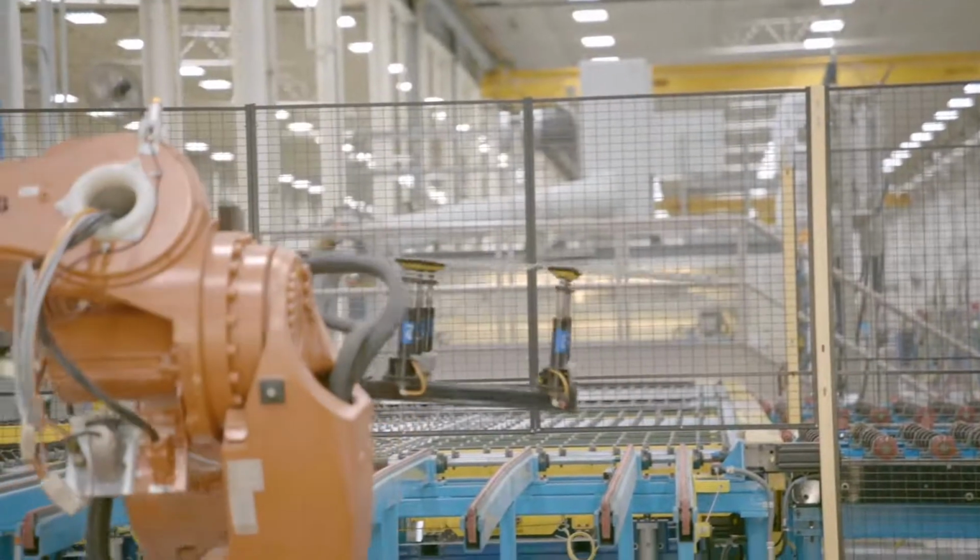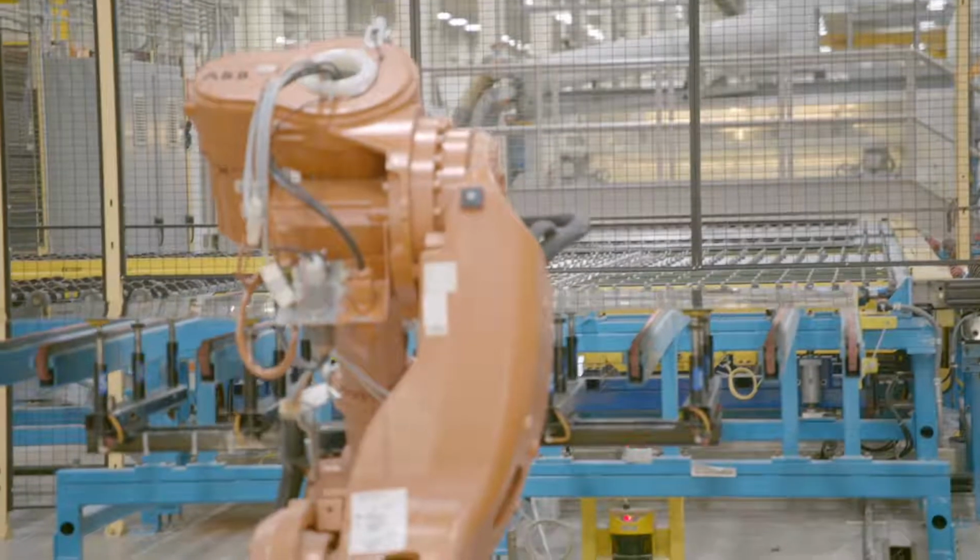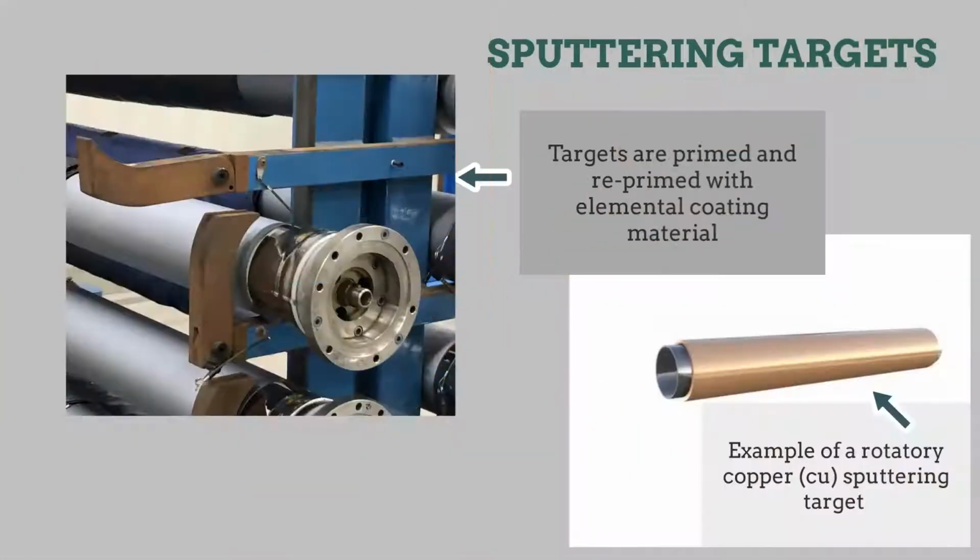Manufacturing is fully automated from the loading of the material right through to the final product. Here you can see the large long tubes called targets that have been primed with elemental coating material, millions or billions of atoms thick. So what happens exactly, and how are these solid materials deposited to form the coating?